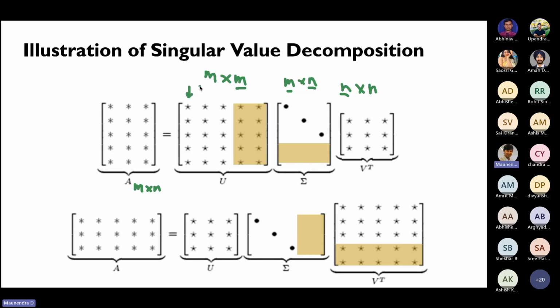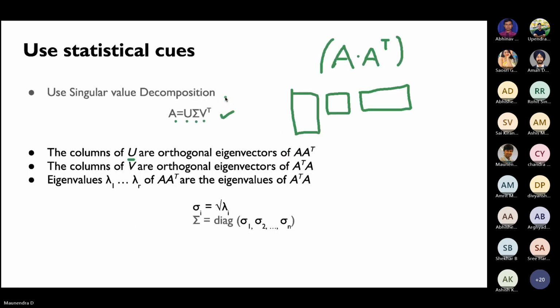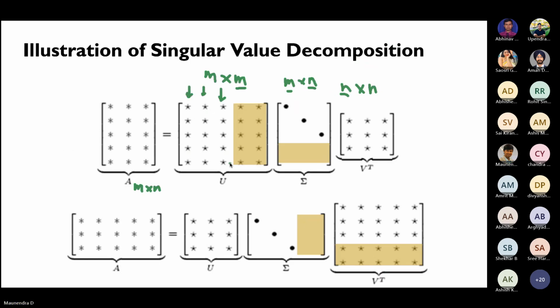Now the columns of U are the orthogonal eigenvectors of A A transpose. So this one is an eigenvector, this one is an eigenvector, this one is an eigenvector. And you can say they are orthogonal. Actually, you can also call it orthonormal. Can anyone tell what is the meaning of these orthonormal vectors here? Unit orthogonal. Vectors which are of unit length and are perpendicular to each other.